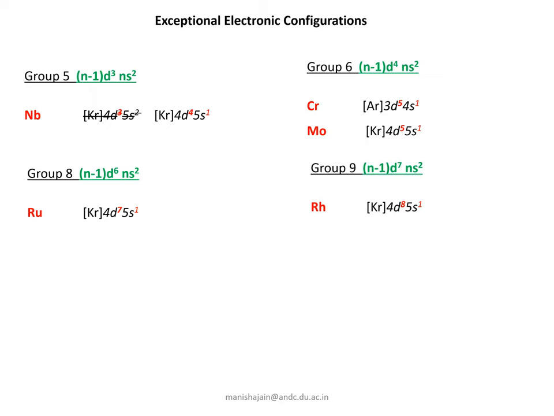Catalytic properties are again a unique property associated with the transition elements. These elements, either in the elemental state or in the compound state, act as excellent catalysts. Some examples: the Ziegler-Natta catalyst is a titanium compound. Vanadium pentoxide finds large application in the contact process, which involves the conversion of sulfur dioxide into sulfuric acid. Manganese dioxide is used for the production of oxygen by decomposition of potassium chlorate. Fenton's reagent is a combination of ferrous sulfate and hydrogen peroxide, used for oxidation of alcohols to aldehydes. And palladium chloride finds application in the Wacker process.